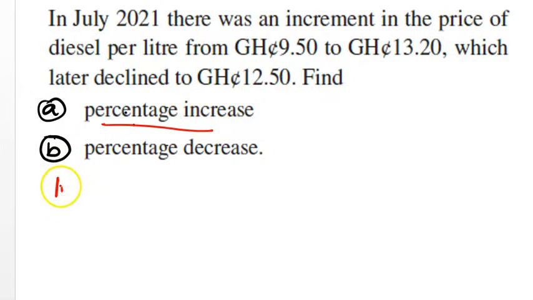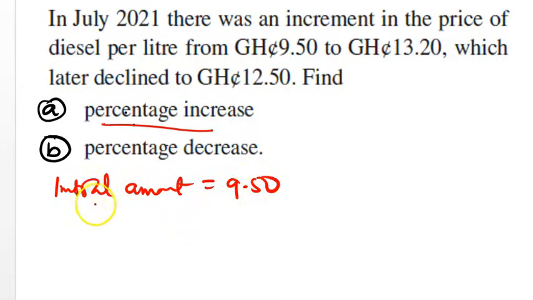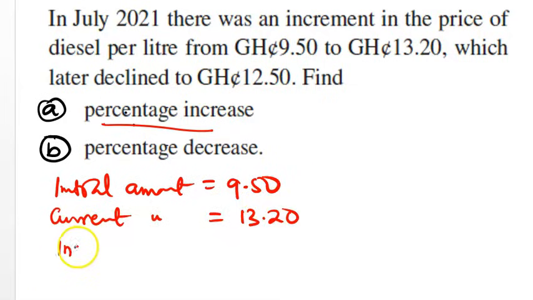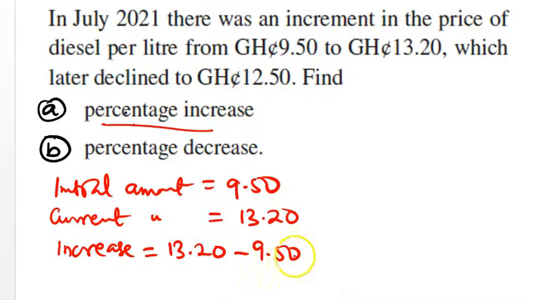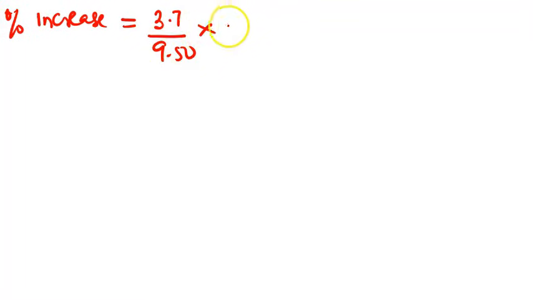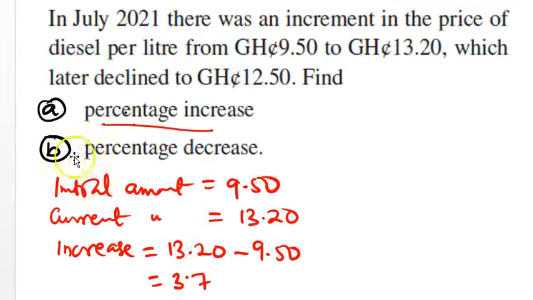First, the initial amount is 9.50, and then the current amount is 13.20. So the increase will be 13.20 cedis minus 9.50, and this is giving us 3.7. Let's find the percentage increase. Therefore, the percentage increase would then be 3.7 over 9.50 times 100%, and this is giving us 38.95%.